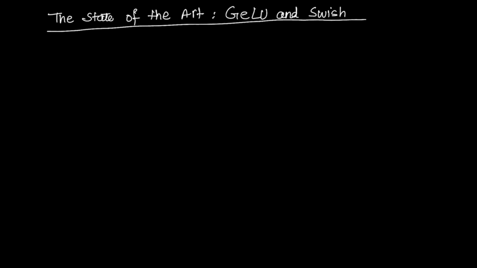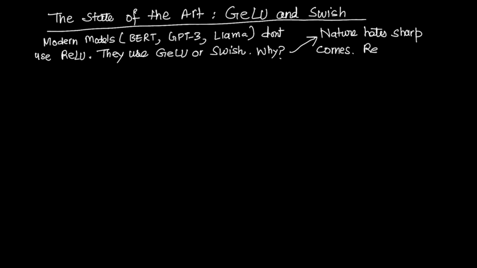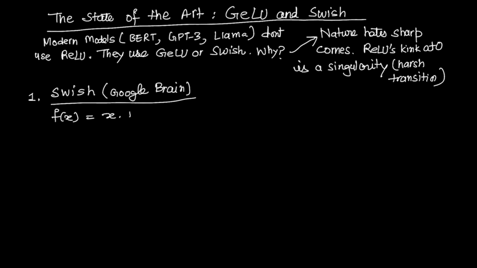If you look at the source code of BERT, GPT-3 or Llama, you won't usually find standard ReLU. You will find GELU, or Gaussian Error Linear Unit, or Swish. Why? Nature hates sharp corners. The kink in ReLU at exactly 0 is a mathematical singularity. It's a harsh transition. Swish, proposed by Google Brain, is defined as f(x) equals x times sigmoid of x.